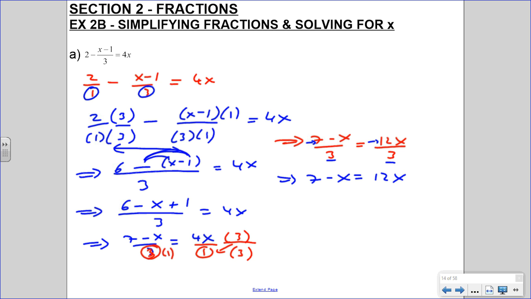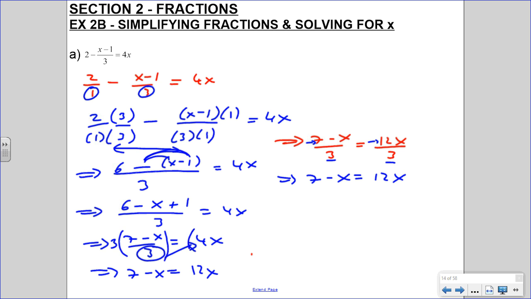So what I could have done in this step here, so I'm just showing you the link with fractions. So at the moment you had this. If we want to get rid of this 3 on the bottom, we could just times up by 3. That's okay as well. So 7 take x equals 4x times 3, so that's 12x. And really what you're doing is you're timesing both sides by 3. So if I times the left by 3, you need to times the right by 3, and those 3's cancel out, okay? So in the end, you end up with 13x equals 7, and therefore x is 7 over 13.